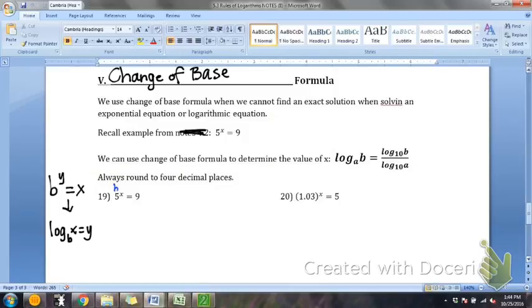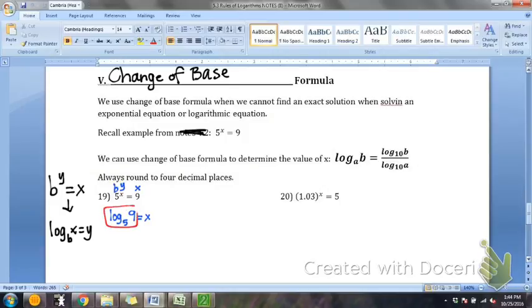So the 5 is my b, the x is really the y, and the 9 is our x value. All right, I'm just labeling it. So then if I want to change it into log form, it says log. What is our base b here? What's going to be my b? 5. And my x value is 9 equals x.